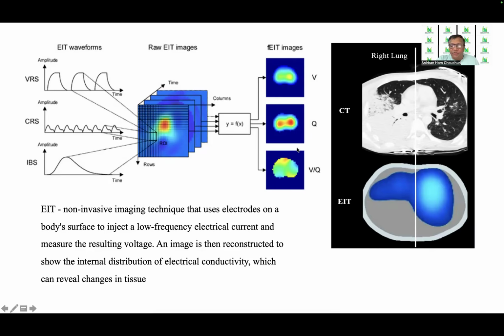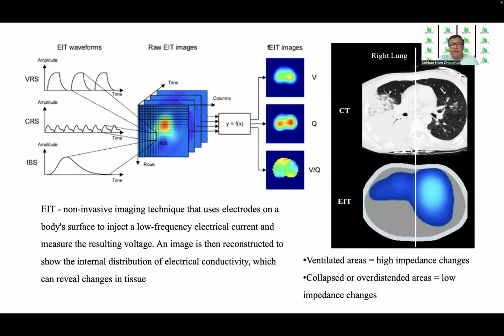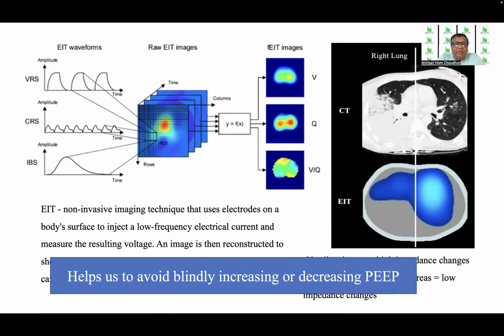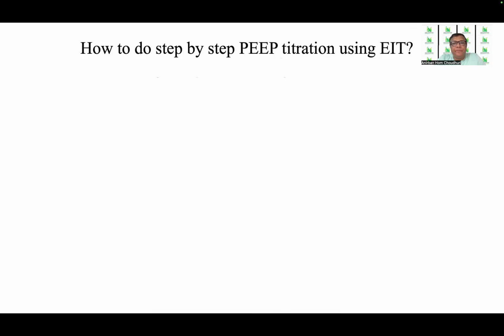And we get different types of images, and these images are reconstructed to inform, as you can see on the right, the EIT images with the ventilated areas showing high impedance changes and collapsed or even over-distended areas showing low impedance changes. And therefore, it is possible to understand which part is being ventilated and which part is getting collapsed. So this helps us to avoid blindly increasing or decreasing the PEEP, and it keeps a check on increasing the PEEP to an extent that it is not going to cause any harm.